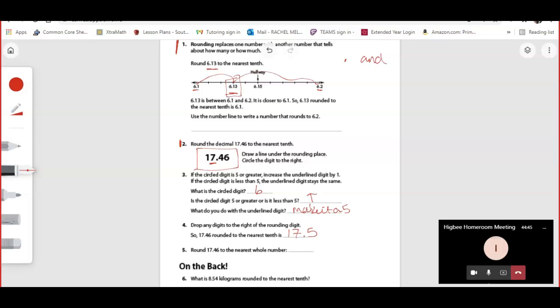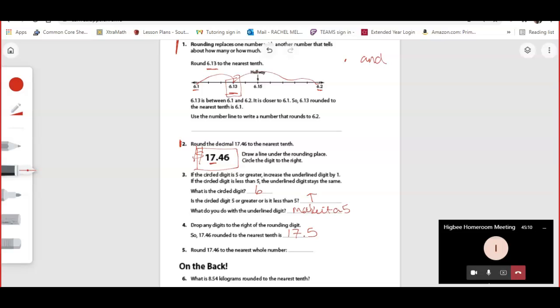So is 17 and 46/100ths closer to 17 or 18? And again, think about money. Is $17.46 closer to $17 or closer to $18? Lyric, what do you think? I think it's closer to $18. Why do you think that?